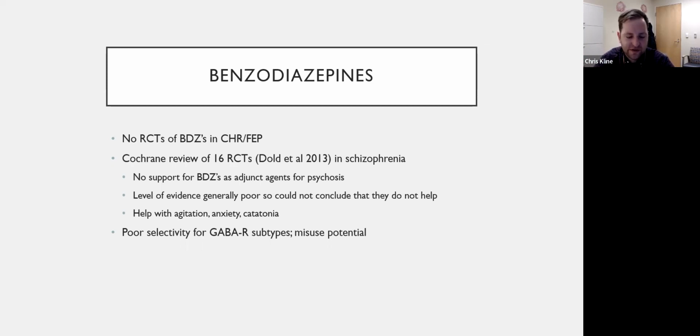A Cochrane review in 2013 found no support for benzos as adjuncts to antipsychotics in schizophrenia. However, they also could not conclude that they weren't helpful and cited situations in which they have some utility, like anxiety and catatonia. So a little bit inconclusive there. I think overall the limited efficacy may be down to the poor selectivity of these medications for GABAergic receptor subtypes. And so they may be just too blunt of an instrument to really use successfully. They also have obvious misuse and overdose potential.